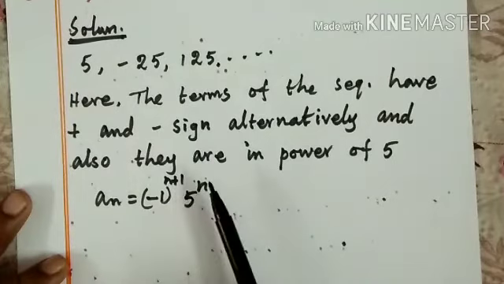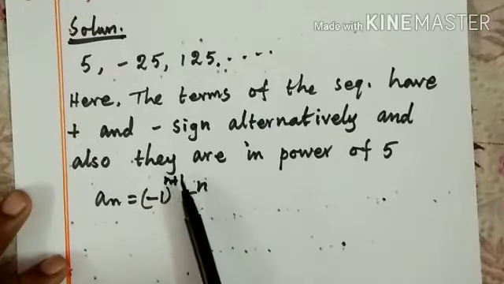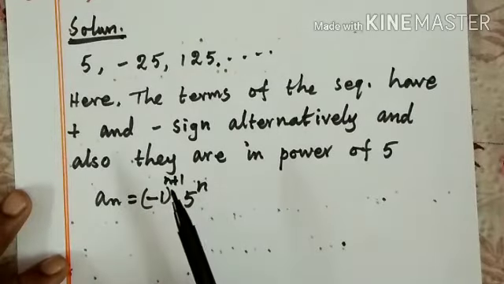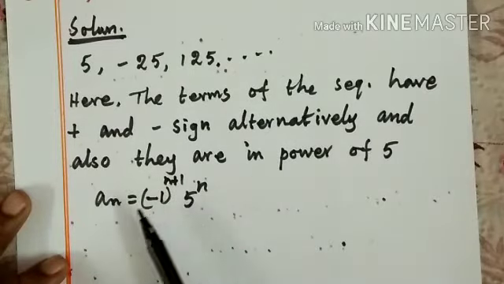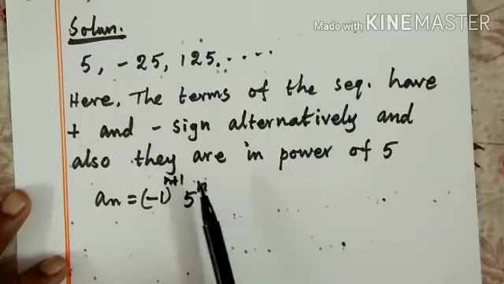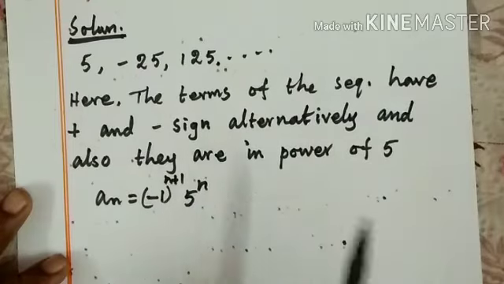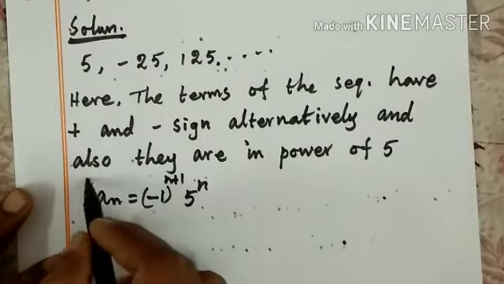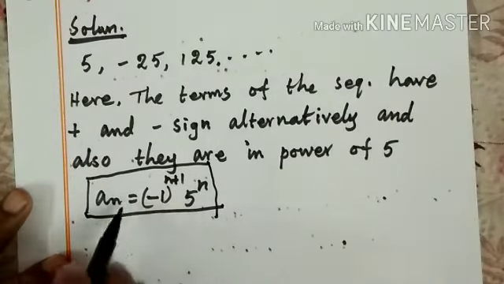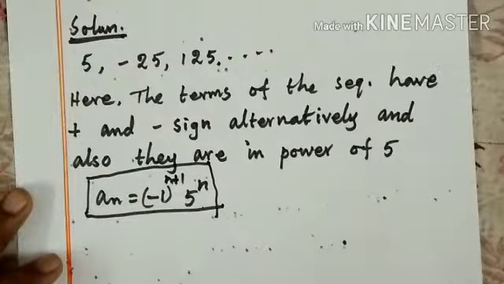Next you put 5 power 3, means here minus 1 the whole power 3 plus 1, 4. So you get a positive sign. When the power is an even number, we get a positive sign. So plus 1 into 5 cubed is plus 125, like that going on. Therefore, here the general term a_n is equal to minus 1 the whole power n plus 1 into 5 power n.